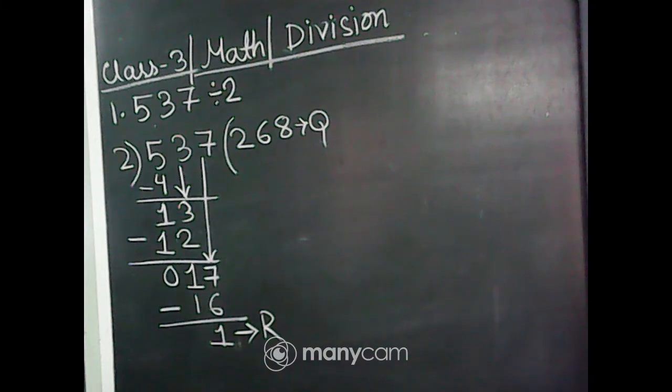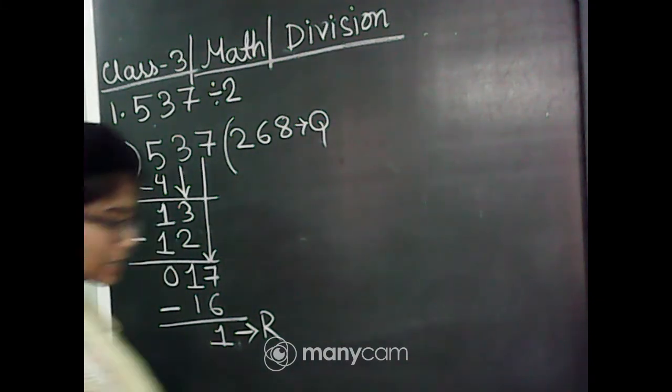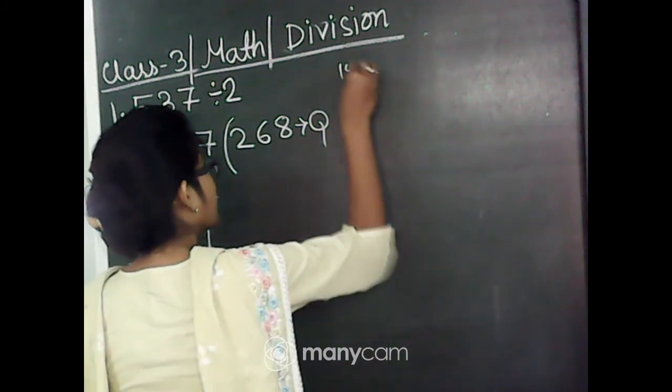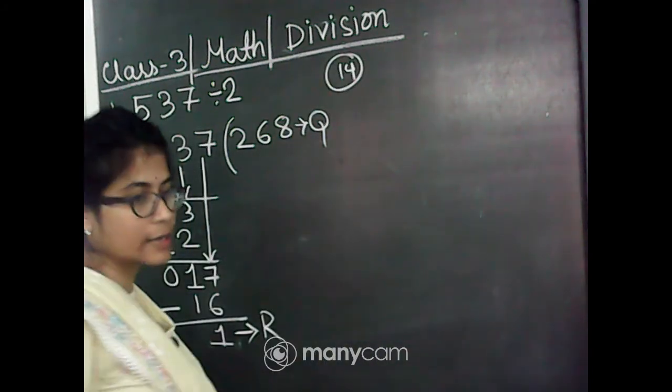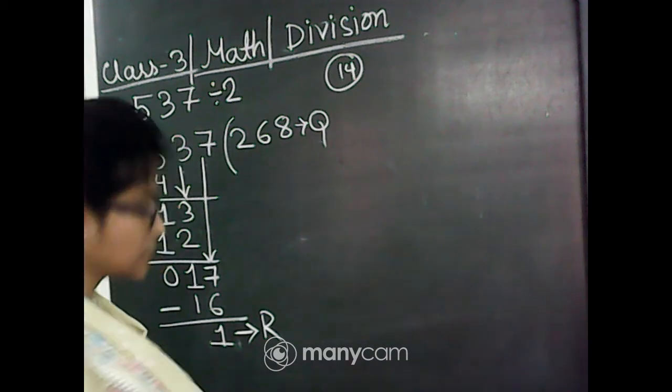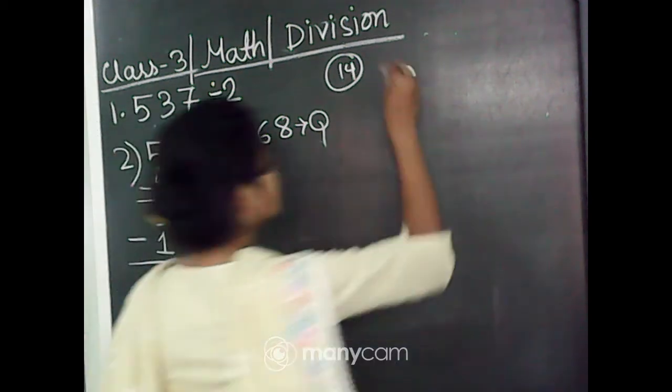Now if I tell you to do the 14th sum from your book, which is 1023.